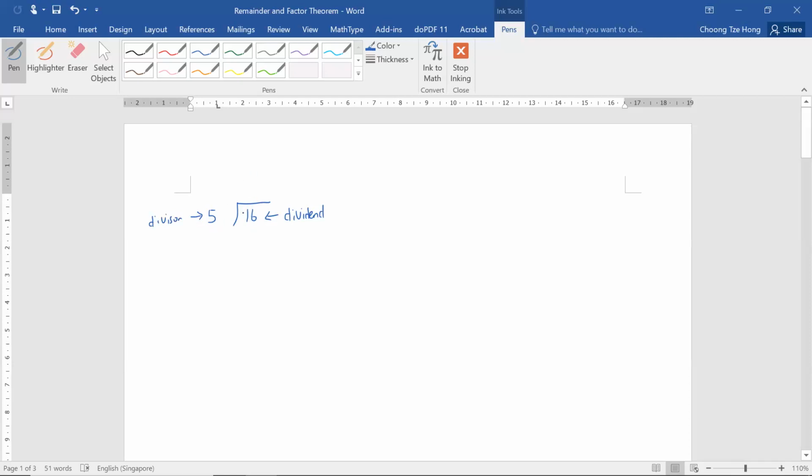Then we all know very well that we're going to get 3, because 5 can go into 16 three times. So we're going to minus 15 and get the remainder of 1. Over here we get the remainder, and this 3 is called the quotient. If you're going to write it out as a statement, it's going to look like this. 16 is equal to the divisor times the quotient plus the remainder.